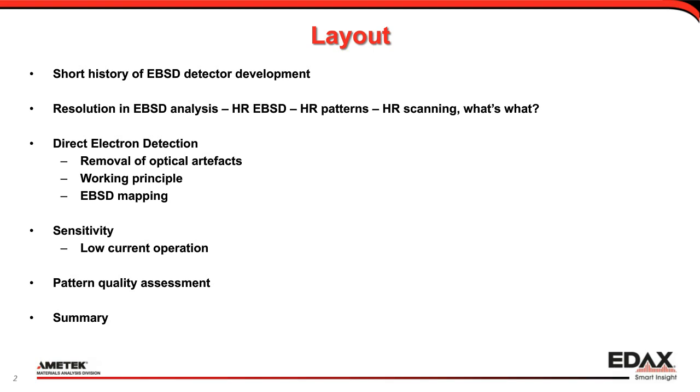Then I have some examples on low current operation, so seeing how you can use direct electron detection for very beam sensitive materials. And then a number of slides on the assessment of the pattern quality. So how different are they really with respect to a traditional detector?